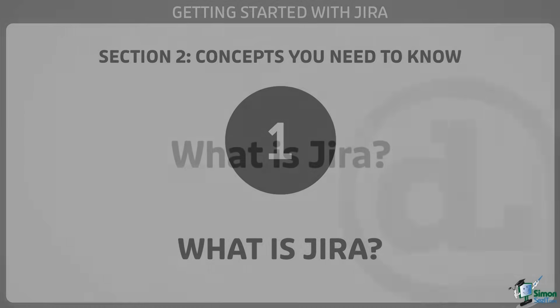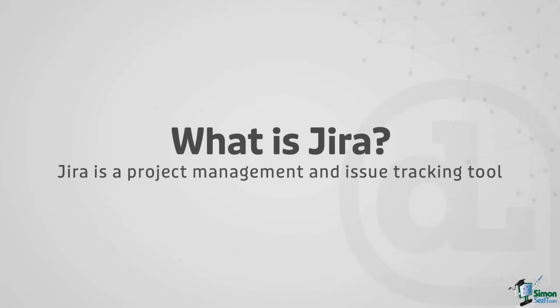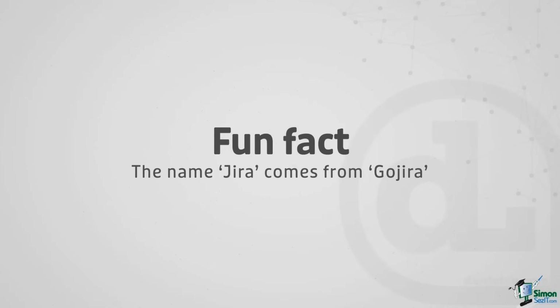In this video, we'll take a couple minutes to understand exactly what Jira is and what it's used for. Simply put, Jira is a project management and issue tracking tool. As a fun little fact, the name Jira actually comes from Gojira, the Japanese name for Godzilla.